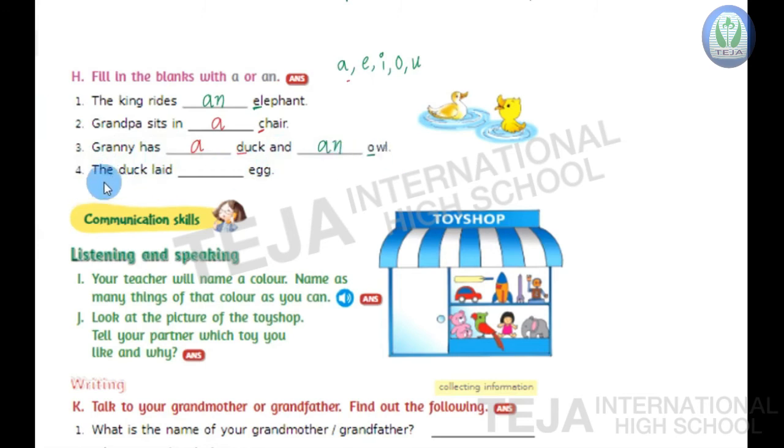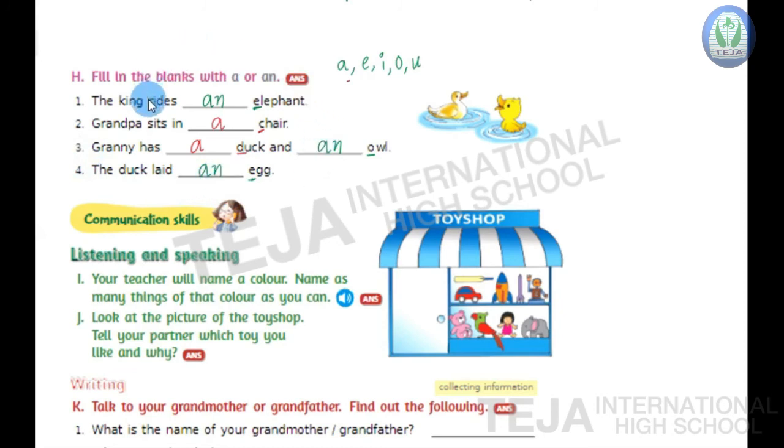Okay. Now the last one, children. The duck laid dash egg. Egg. The starting letter is E. E is a vowel, so write an in the blank. Okay. So the answer is the duck laid an egg.